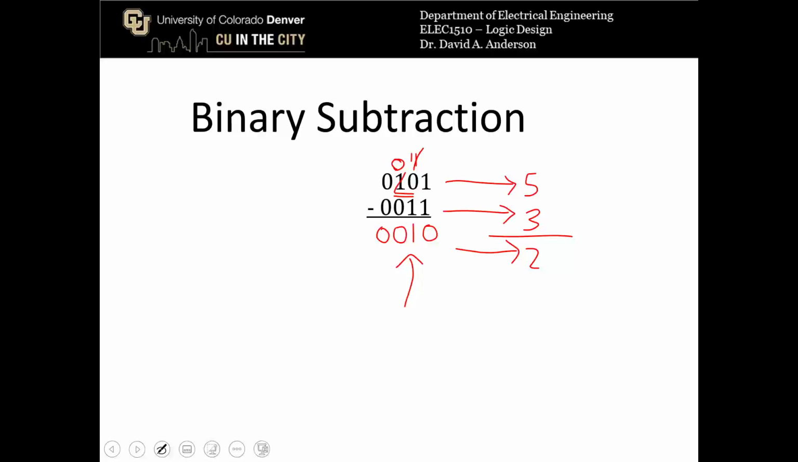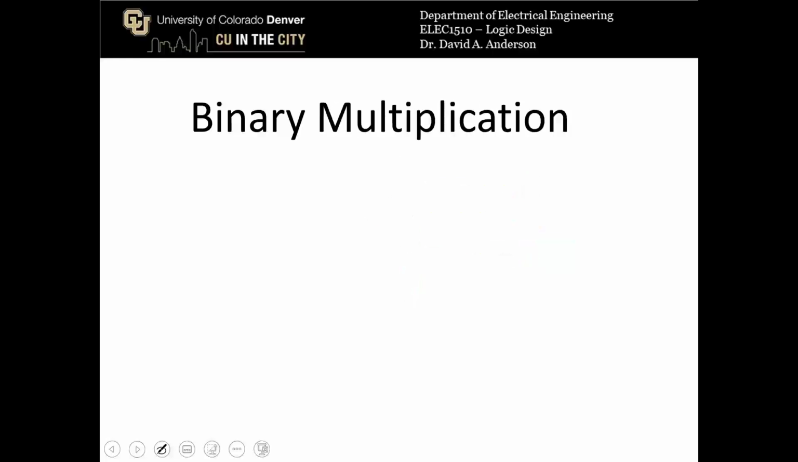This isn't actually how a computer hardware device would perform subtraction, and so we'll talk about later on in the class how it actually does perform subtraction. All right, binary multiplication is another operation that you can do. So let's look at the same numbers that we were using before, 0101, which again is 5 times 0011, which is 3. So we know that 5 times 3 in decimal is going to equal 15.